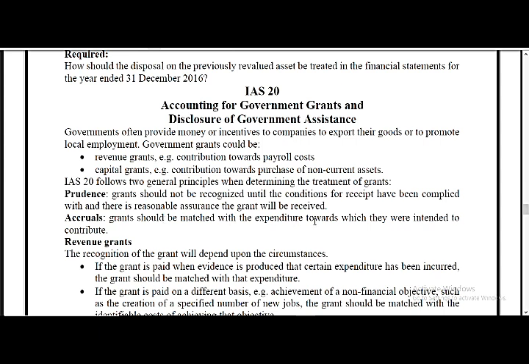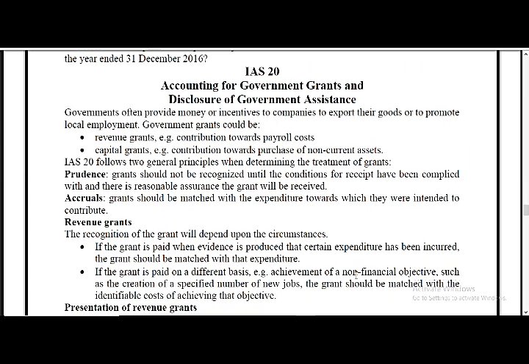Grants should be matched with the expenditure toward which they were intended to contribute. If government is giving you a grant for increasing the employment, you should only use that grant towards the payroll costs rather than using it for other costs, right? If you use that grant for some other purpose, definitely there will be audit objection, right? So what is the purpose of all these international accounting standards? The purpose is to avoid those audit objections and to provide relevant and faithful information.